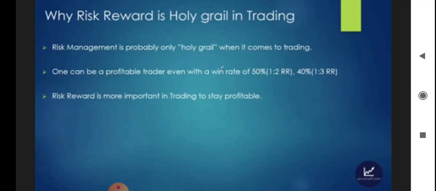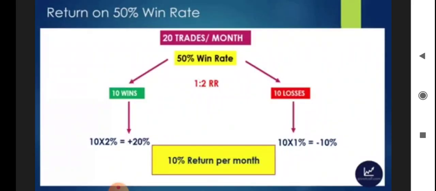Why do they say it's a holy grail? Because you can become a profitable trader with a win rate of 50%, even 40%. That means you don't need a strategy with a 90%, 95%, 99% win rate. You don't even need 80%, 70% accuracy. Even 40%, 50% can make you a profitable trader. So that is why risk reward is very important when it comes to trading.